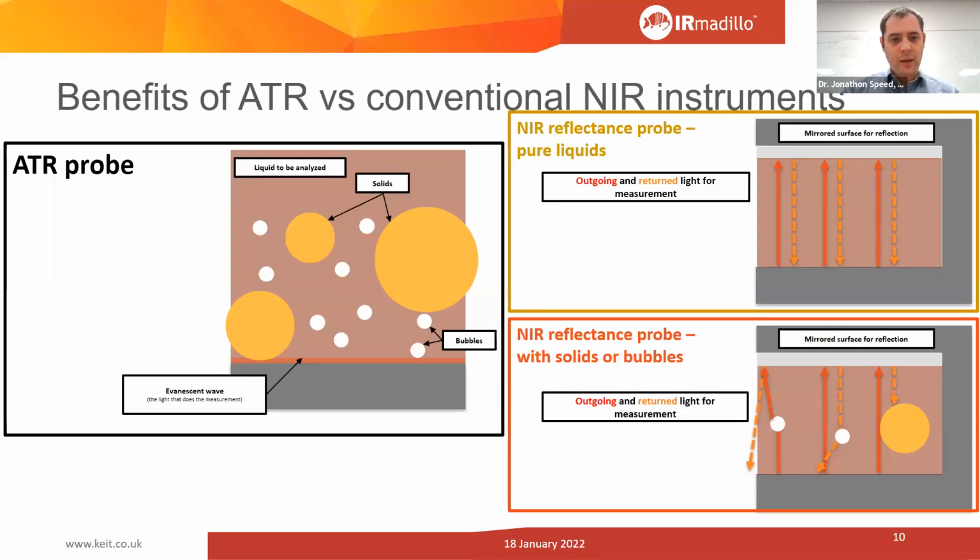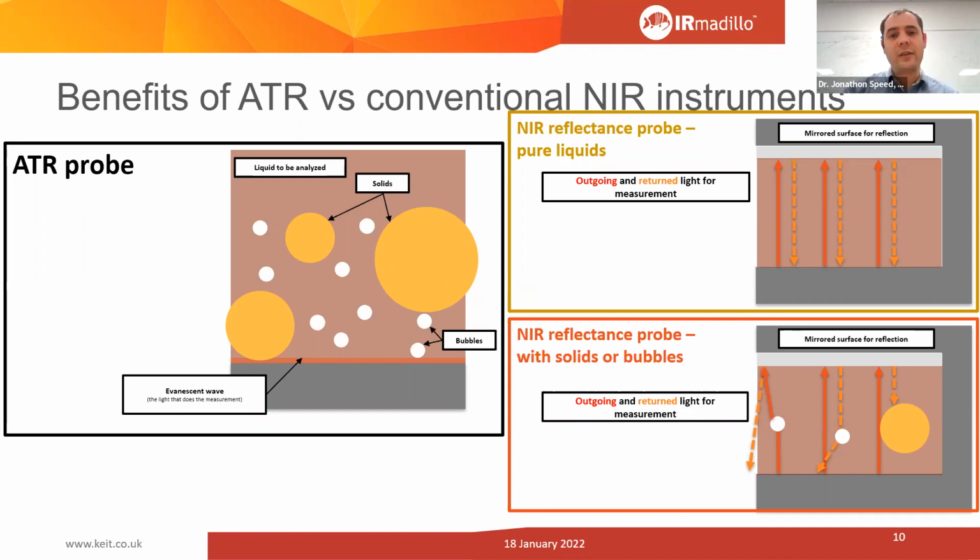The other thing that's worth knowing is that mid-infrared instruments are based on what's called ATR, attenuated total reflectance. On the left-hand side of this picture, we can see that. So we have solids, bubbles, but we don't really care because there is this evanescent wave. That's where the sensing happens, and that's measuring the liquid. A solid might bump into it and move out, and a bubble might do the same. But over time, this averages out, and we can remove that using some simple maths.